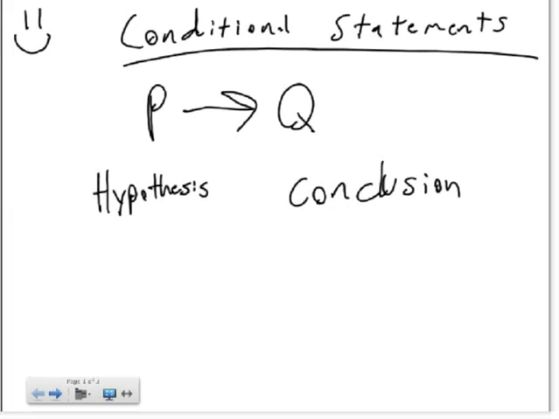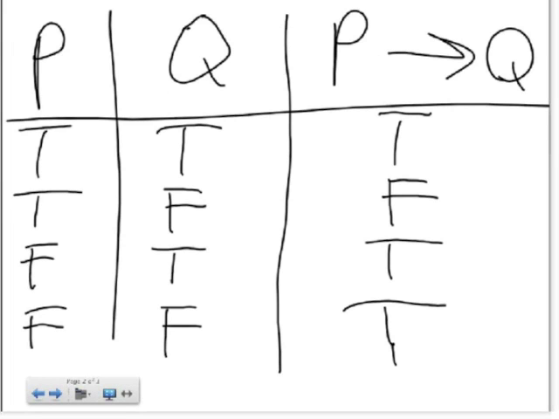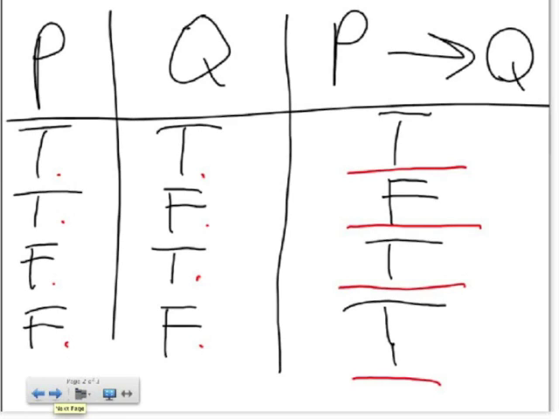So the truth table for this statement is as follows. When P and Q are both true, the statement is true, because a true hypothesis implying a true conclusion is true. Where P is true and Q is false, the conclusion is false, so the overall statement is false. If the hypothesis is false but the conclusion is true, the statement is still true. And if both P and Q are false, the statement is still true.